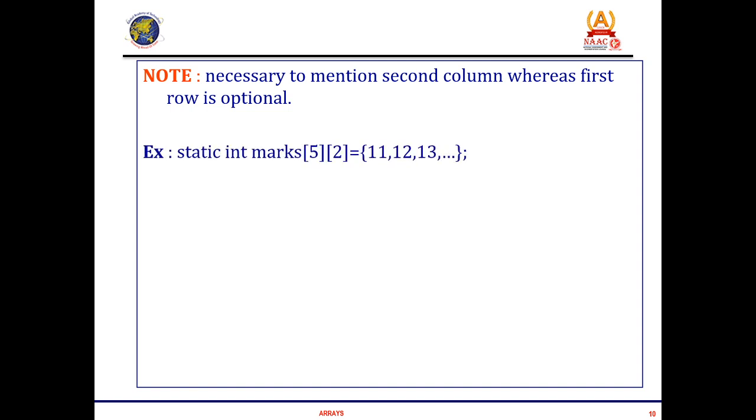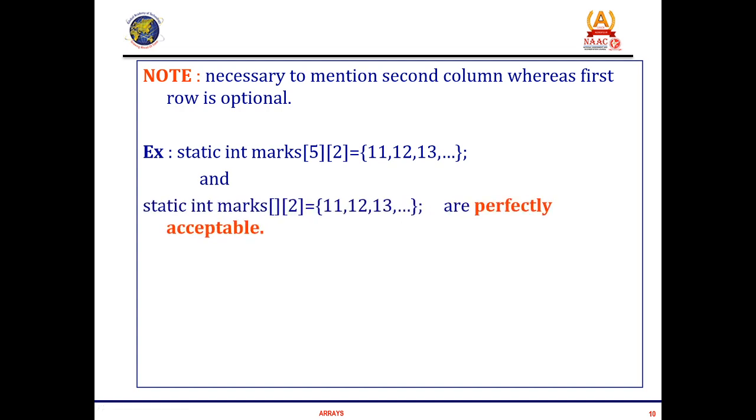Means like this. I have an array whose row dimension is 5 and column dimension is 2. So this is perfectly valid because I am giving both the dimensions. So I can go with this or I can go with this. If at all I am keen on skipping a dimension, I am allowed to skip only the first dimension. That is, I am allowed to skip only the row dimension. And hence, these two statements in front of you on the screen are perfectly acceptable in any C compiler.